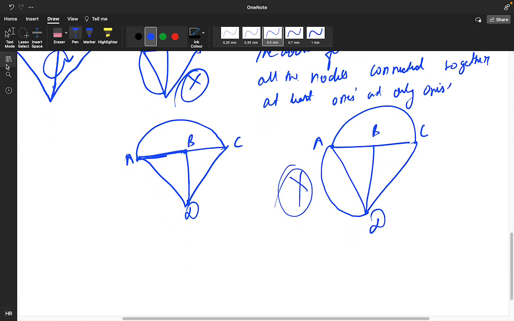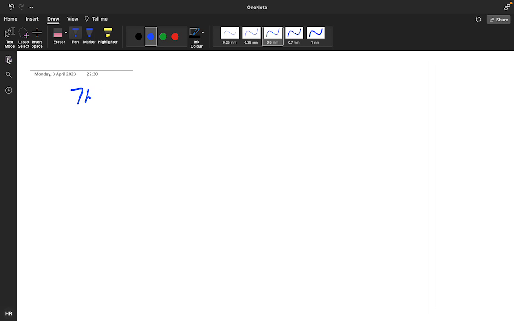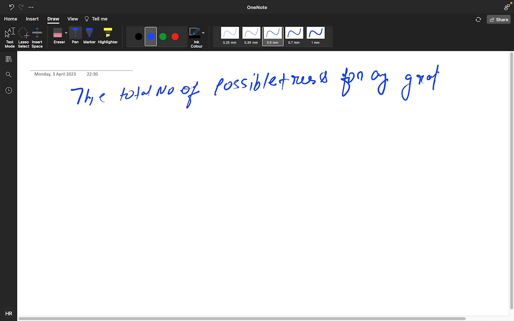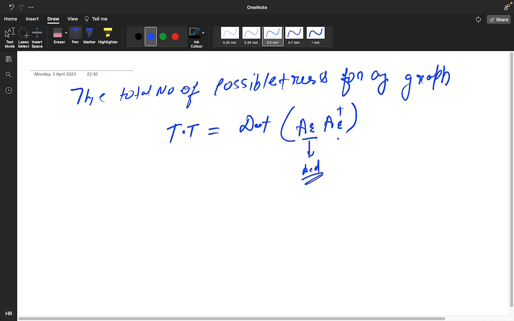If you want the proper formula that is applicable for any graph, the total number of possible trees for any graph will be the determinant of the reduced incidence matrix multiplied by its transpose.